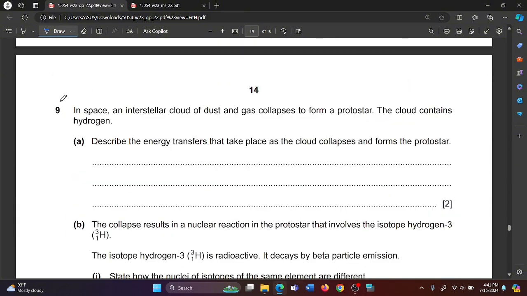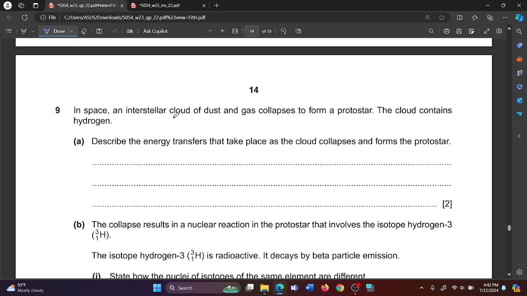So question 9 says that in space an interstellar cloud of dust and gas collapses to form a protostar. Protostar is the second stage of a star's life cycle. In the first stage, we have an interstellar cloud of dust and gas. The cloud contains hydrogen. Describe the energy transfers that take place as the cloud collapses and forms the protostar. So we know the cloud collapses only due to gravity. The gravitational pull towards the dust and gas causes the gas particles to come close and collapse, forming a protostar.